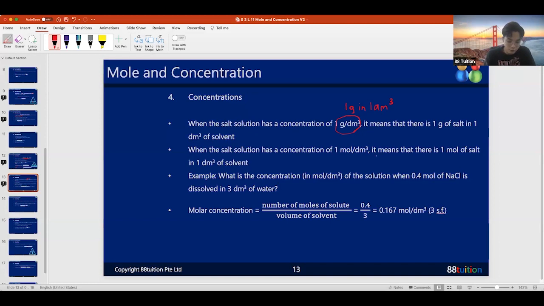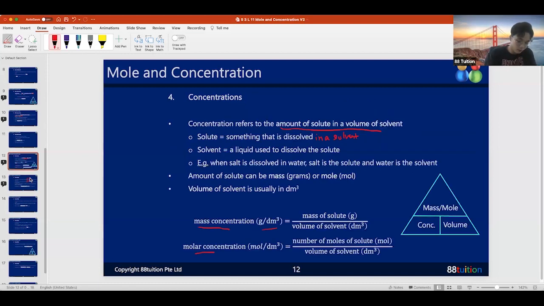All right. Same thing for mole. 1 mole is dissolved in 1 dm cubed. Okay. So that is the way to understand mass and molar concentration. It is the amount of solute that can be dissolved in that volume of solvent.